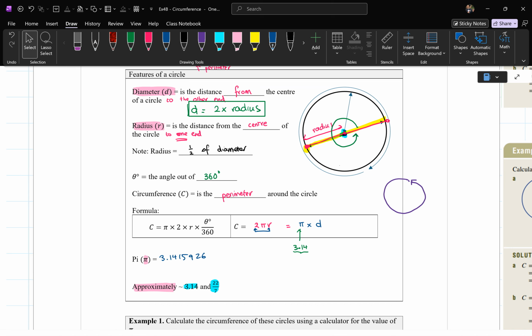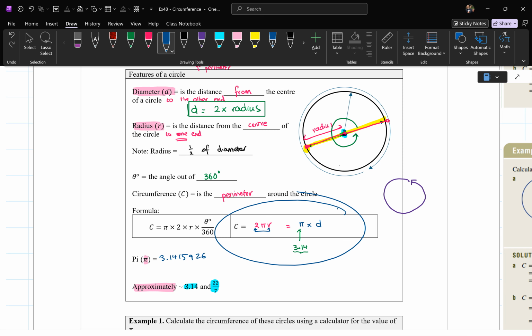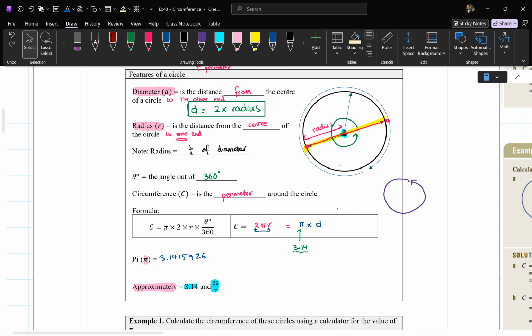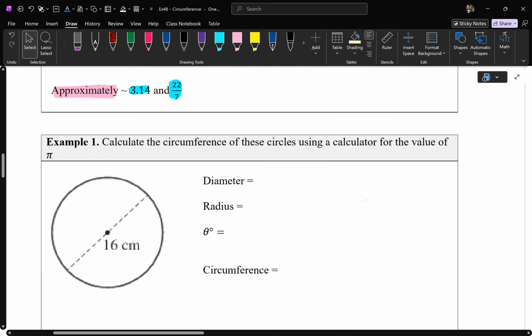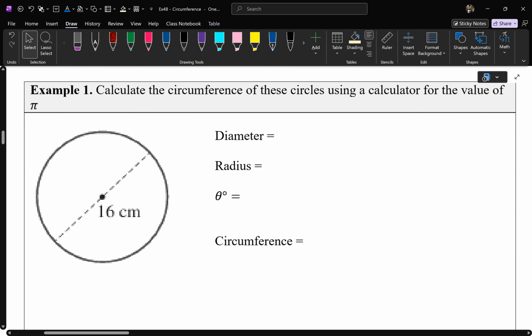Okay, two formulas. So today's lesson, you're only going to use these two formulas and a calculator, and make sure to use the pi symbol. Don't use 3.14. Use the pi symbol to calculate. Let's do an example. Get your calculator out. Let's do an example.